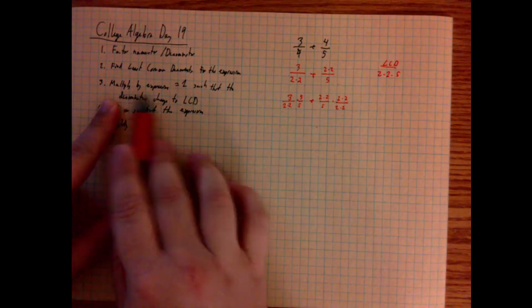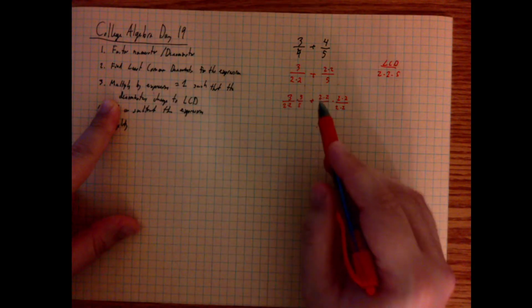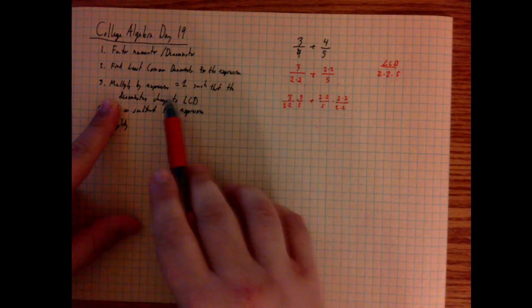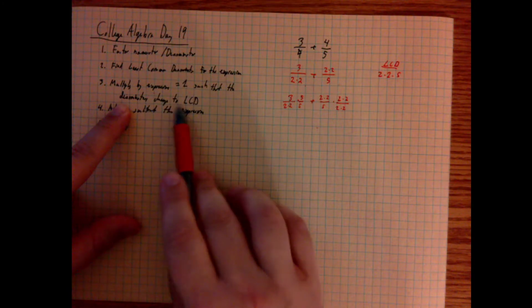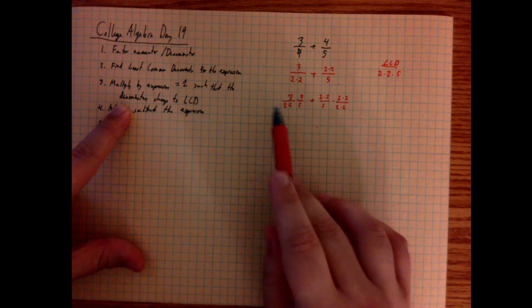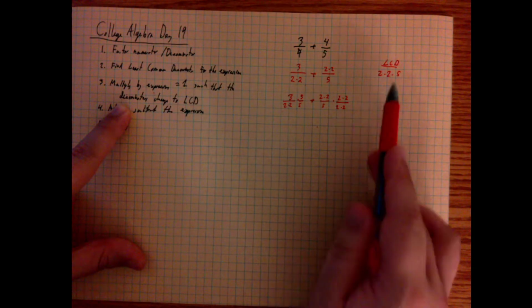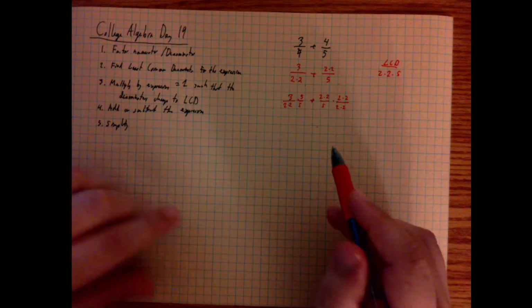Note, I'm multiplying by an expression that is equal to 1. 5 divided by 5 is 1. 2 times 2 over 2 times 2 is 1. And so this first piece holds, but my goal is to get it to match the least common denominator. I have 2 2 5 now in the denominator. I have 5 2 2 now in the denominator. Those match the least common denominator.